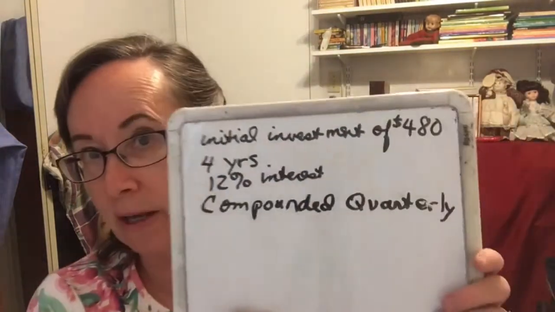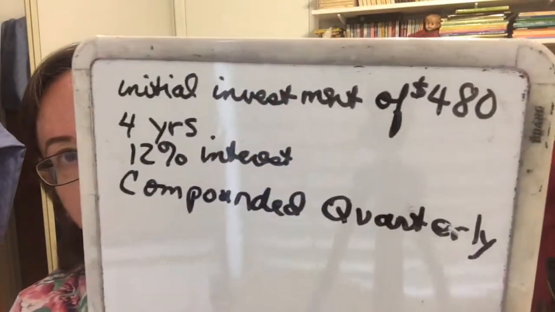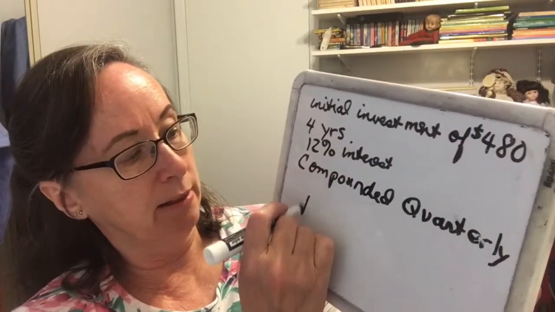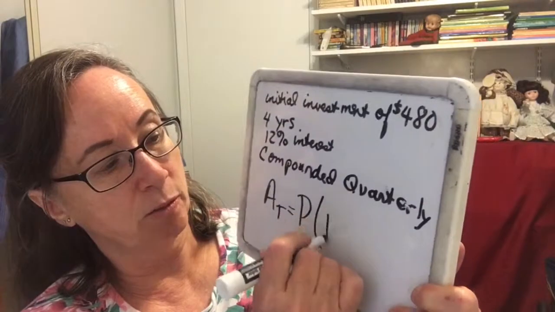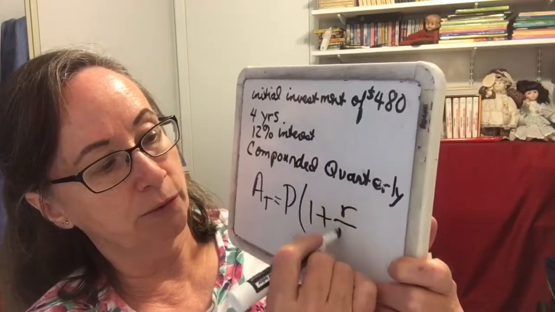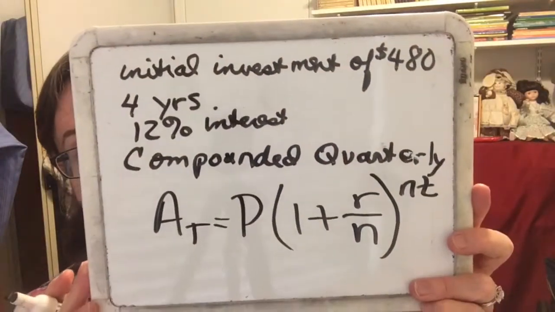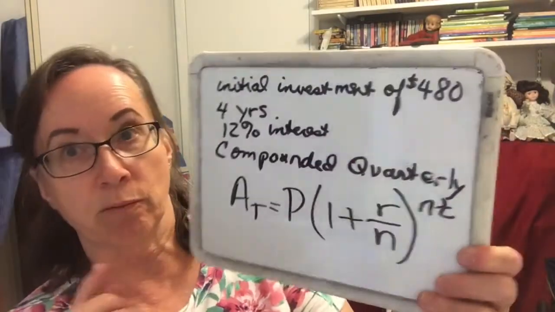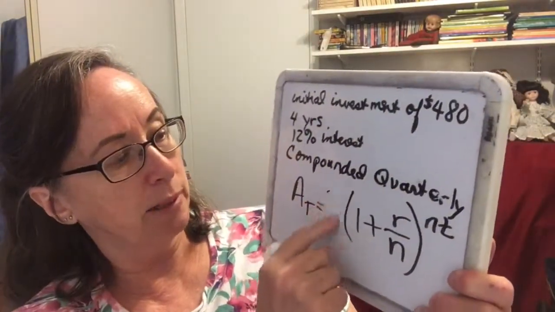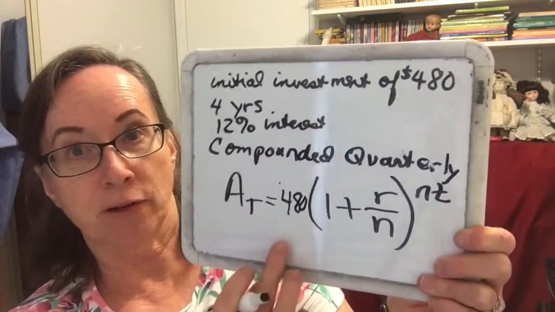Now, the next one we're going to do is also a compounding problem, but we're going to do this one quarterly. So we're going to use the same formula. The amount after time is the principal times 1 plus R over N to the NT. This is a formula that you should memorize. That is your compounding formula. Okay, so now our initial investment was $480. So we're going to plug in $480 right here in the front.